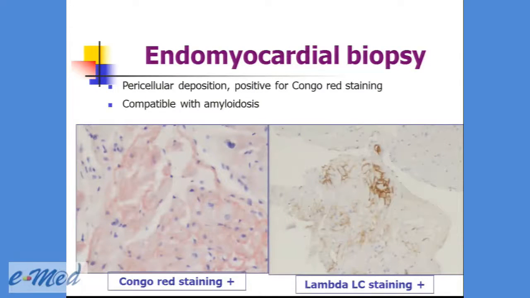This patient had a cardiac biopsy, and you can see what infiltrates his heart. On the left side, we can see the myocytes surrounded by some fibrillar deposition, and it's stained Congo red. And also on the right side, you can see the light chain lambda that is also positive in the interstitium of the myocardium.